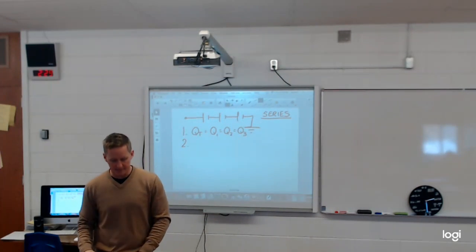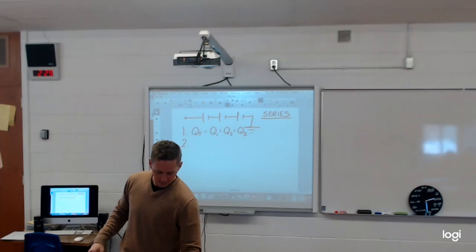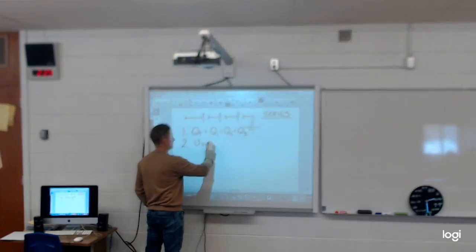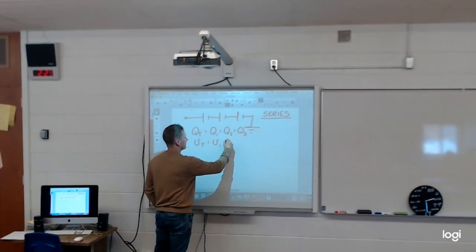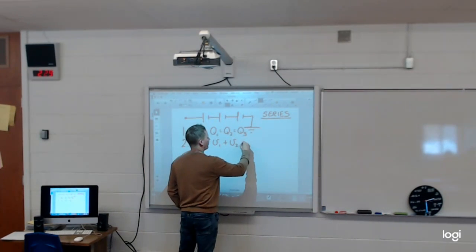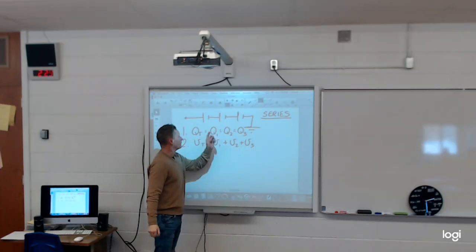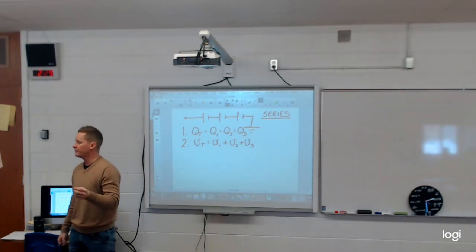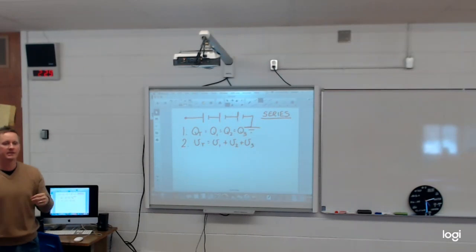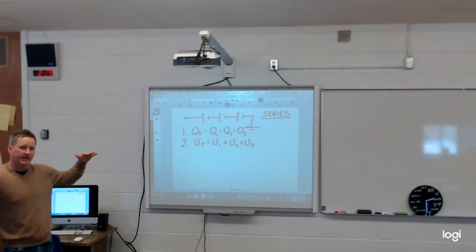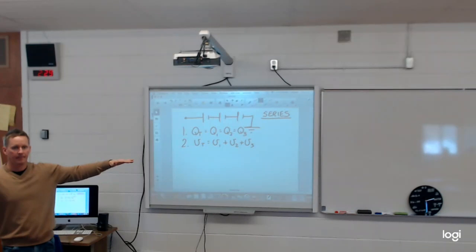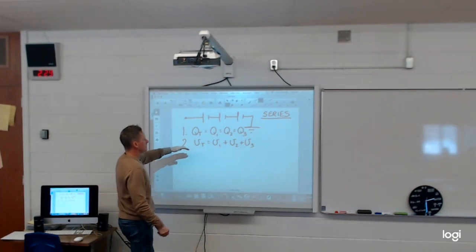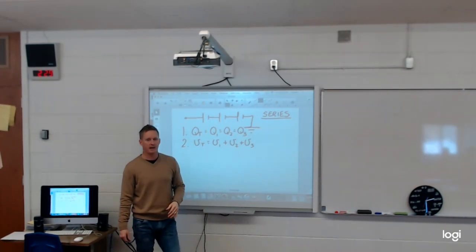The second is the potential difference. The potential difference is the sum of all of the voltages on the batteries. So if I have a 9 volt, a 9 volt, and a 9 volt, I have 27 volts of potential when I connect them in series. So my voltage in series is the sum of all three.